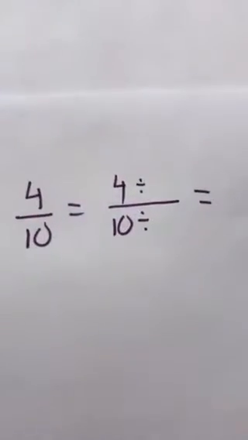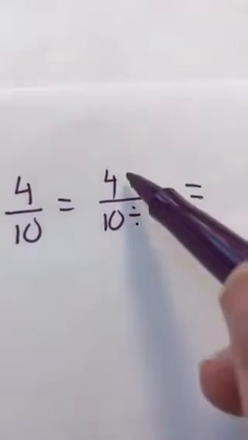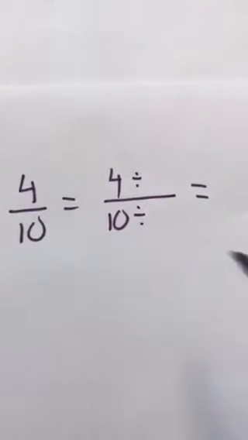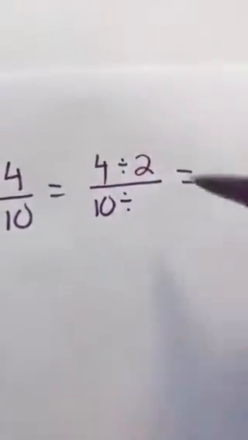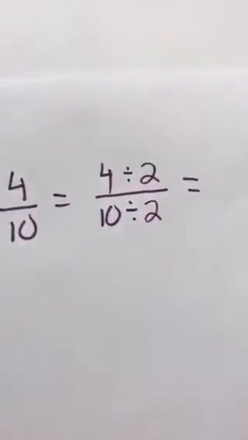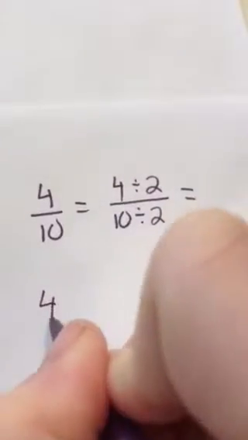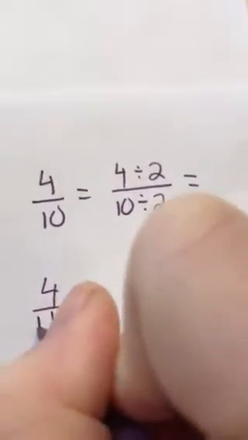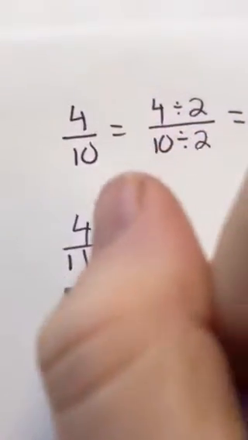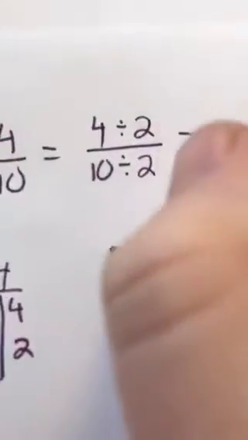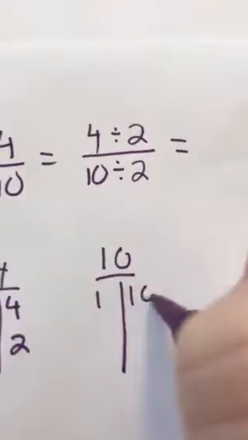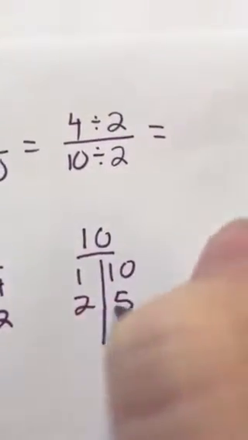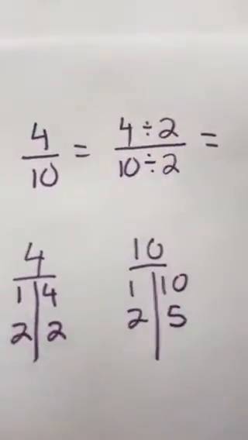When working with division, I'm asking myself, well, what can I divide 4 by that I could also divide 10 by? I know I can divide 4 by 2, and I know I can divide 10 by 2. If you're unsure of what you can divide both by, drawing yourself a quick factor T-chart would be a great idea. So that would end up looking like this. 1 and 10, 2 and 5, and then we're done.